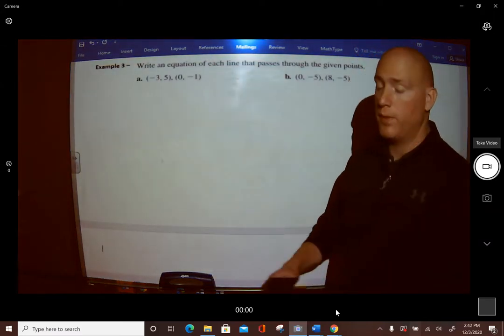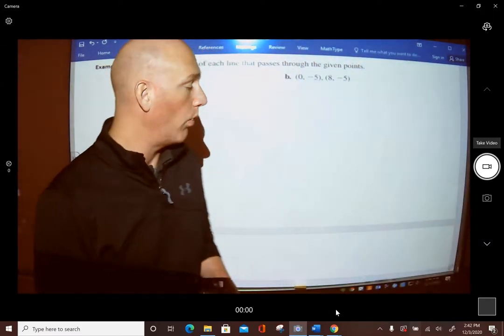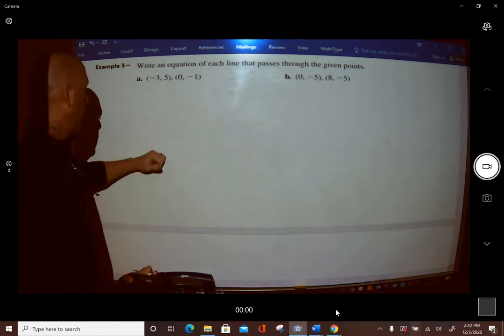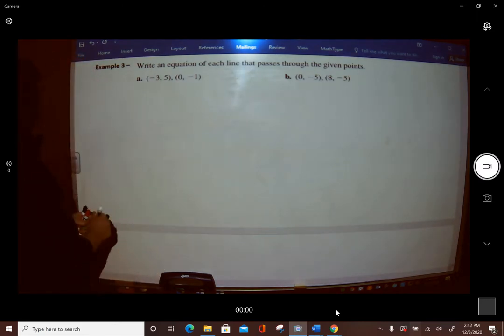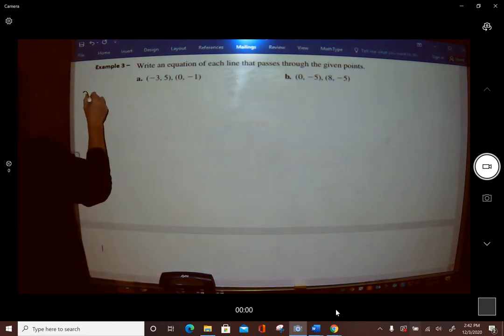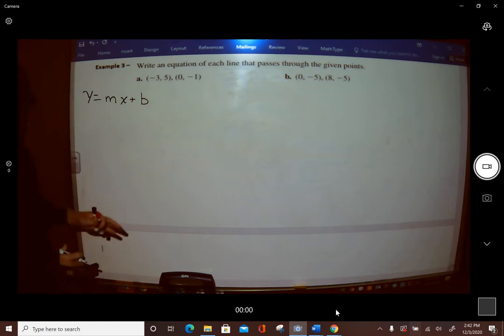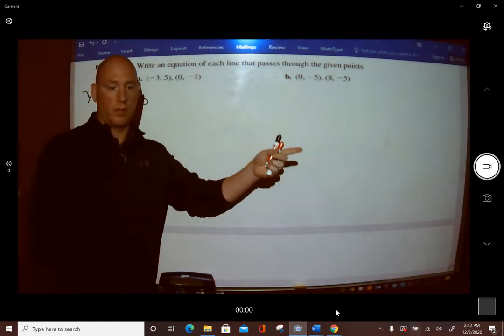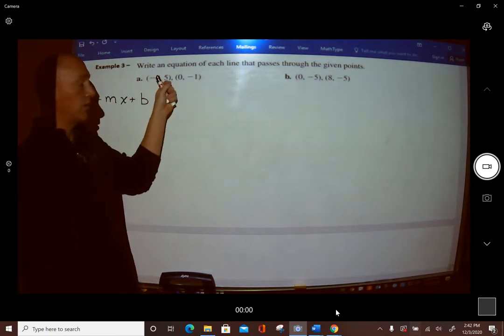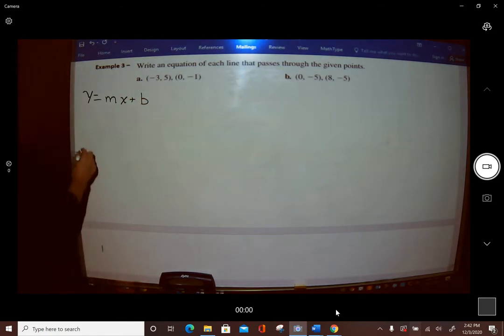All right, this will be example 3 for section 4.1. So nothing has changed. We are still trying to write everything in the form y equals mx plus b. Now they're just giving us 2 points in order to do this. So the information they're giving us is 2 points. Your first goal is to find m.